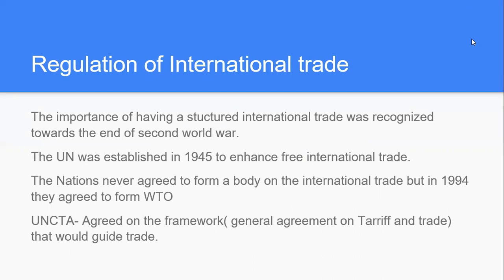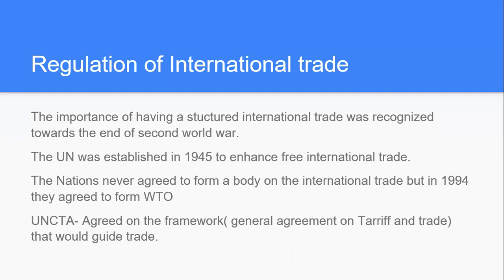Now, we'll move to regulation of international trade. Before you engage in trade between two countries, there are stipulated rules that clearly guide the two nations involved in a particular trade. The importance of having a structured international trade was recognized towards the end of World War II, when countries started to recognize the importance of having a well-organized and structured international trade, so that they could harmoniously conduct business.